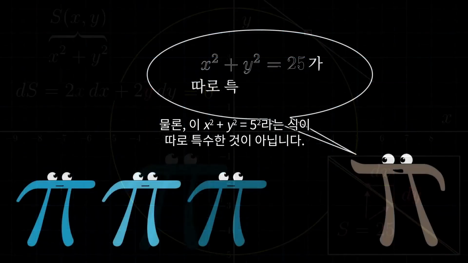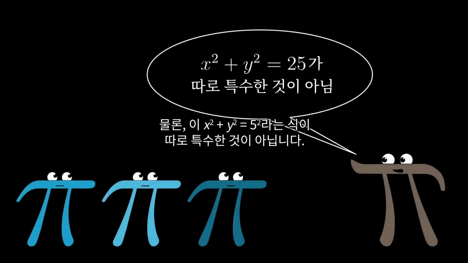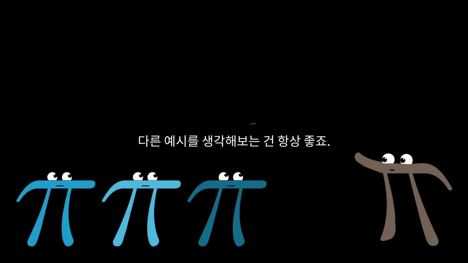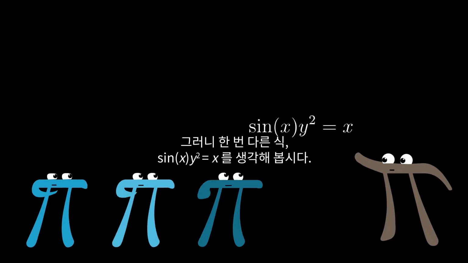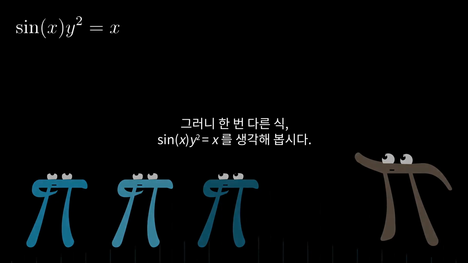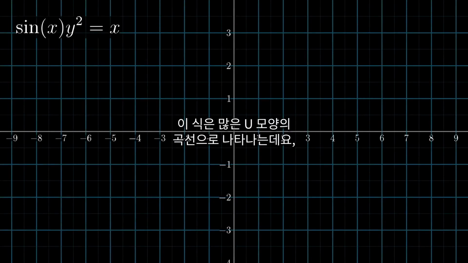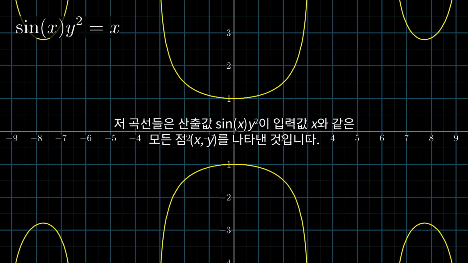Of course, there's nothing special about the expression x squared plus y squared equals 5 squared. It's always nice to think through more examples, so let's consider this expression: sine of x times y squared equals x. This corresponds to a whole bunch of U-shaped curves on the plane. And those curves, remember, represent all of the points x, y where the value of sine of x times y squared happens to equal the value of x.